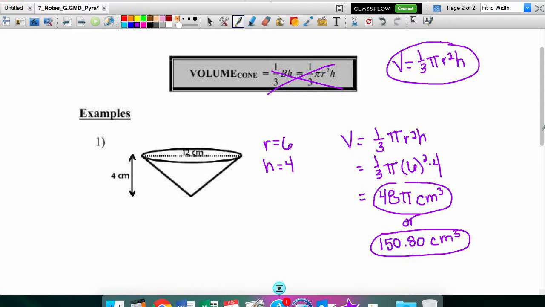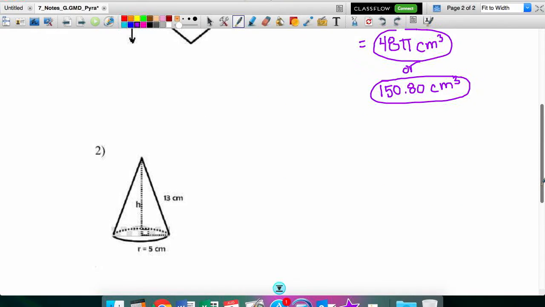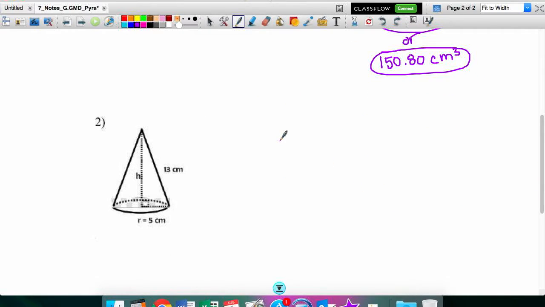Okay, so one more problem. So these don't seem to be too bad. Number 2, we also have a cone. Our radius is given as 5, awesome. However, our height is unknown. So we actually have to solve for our height.